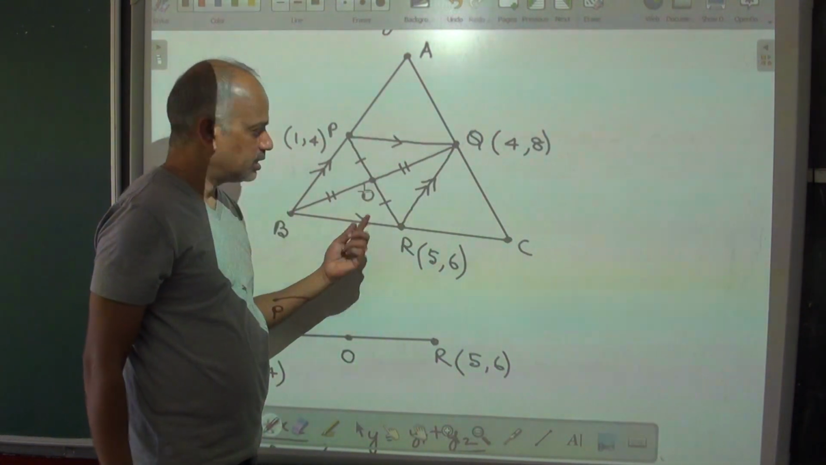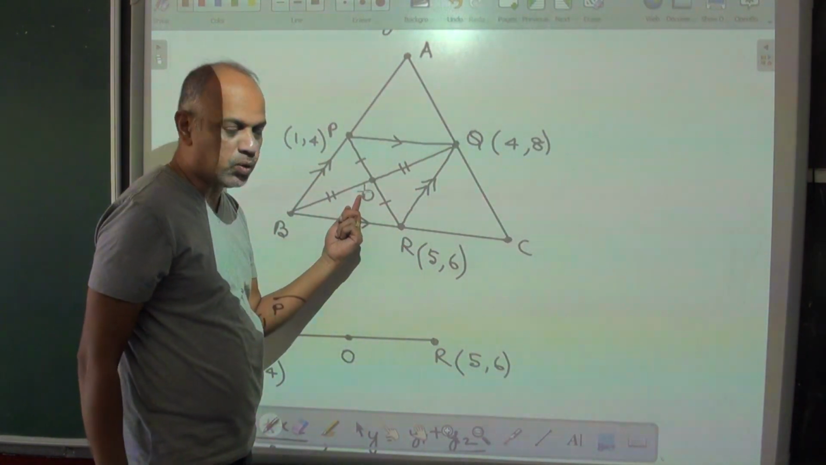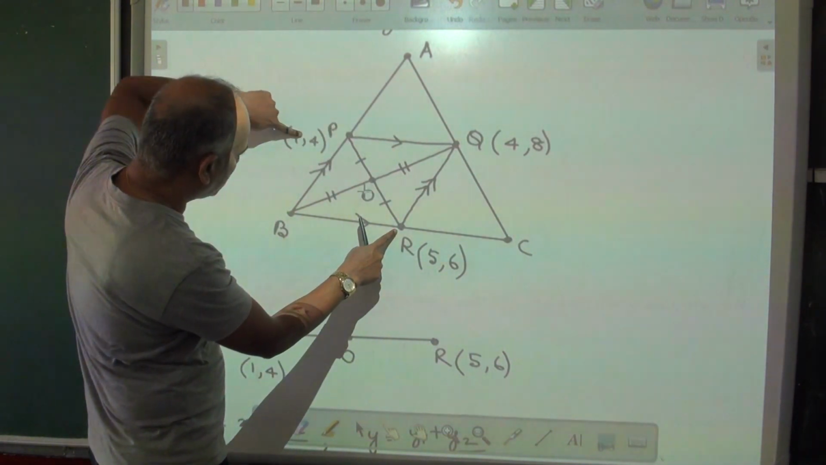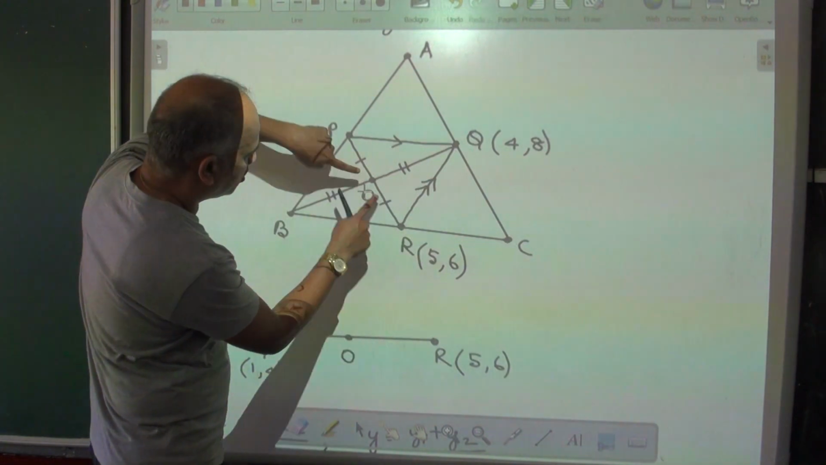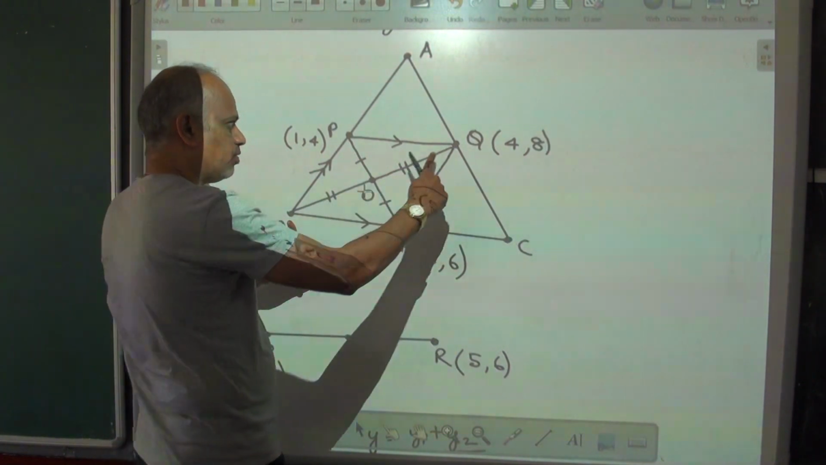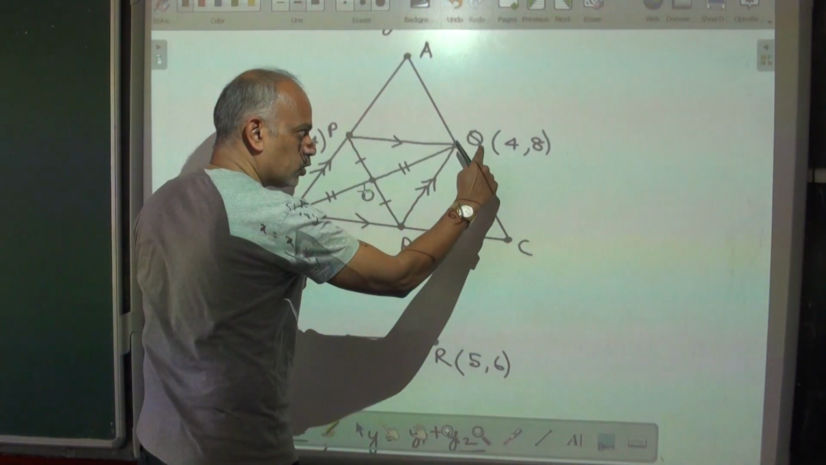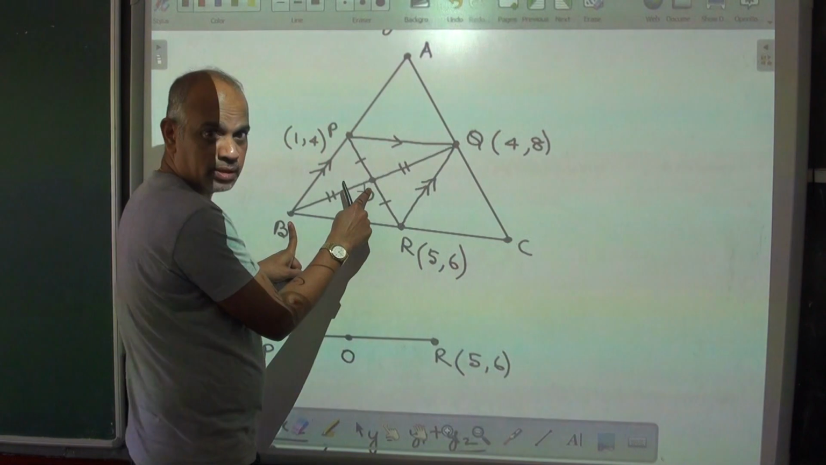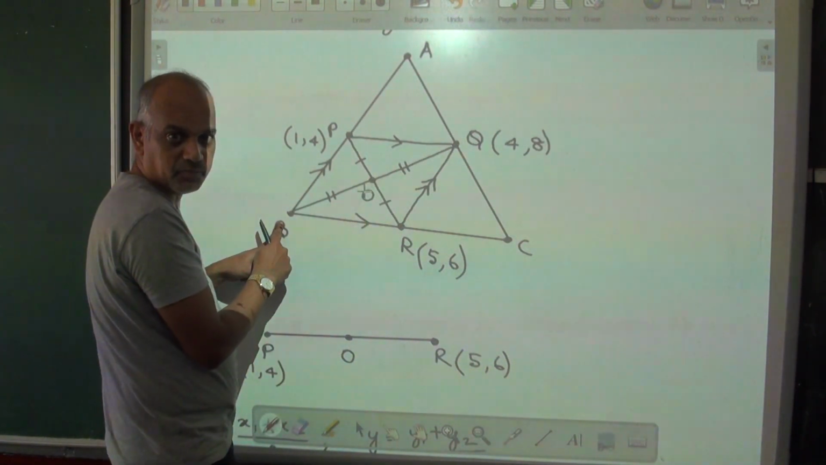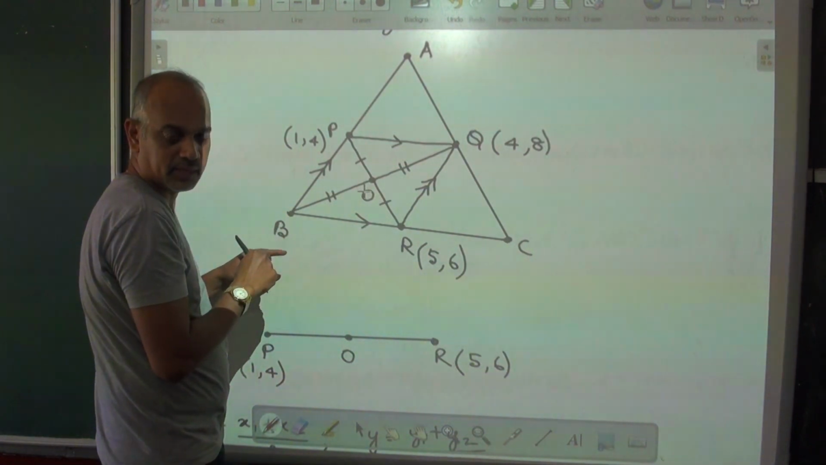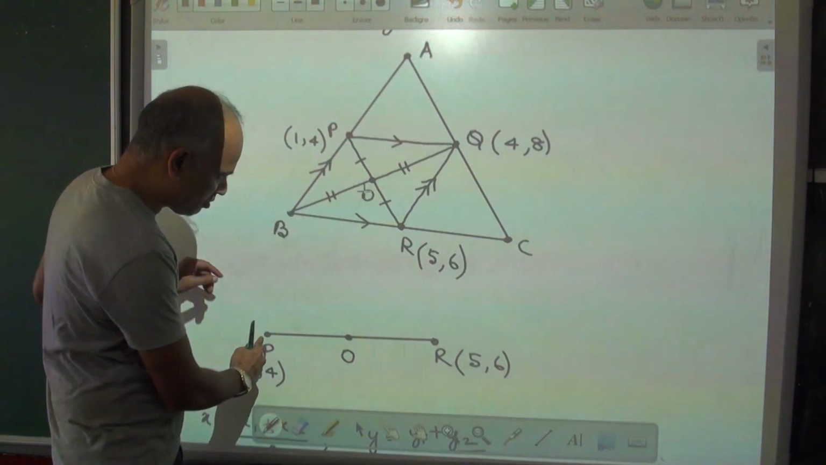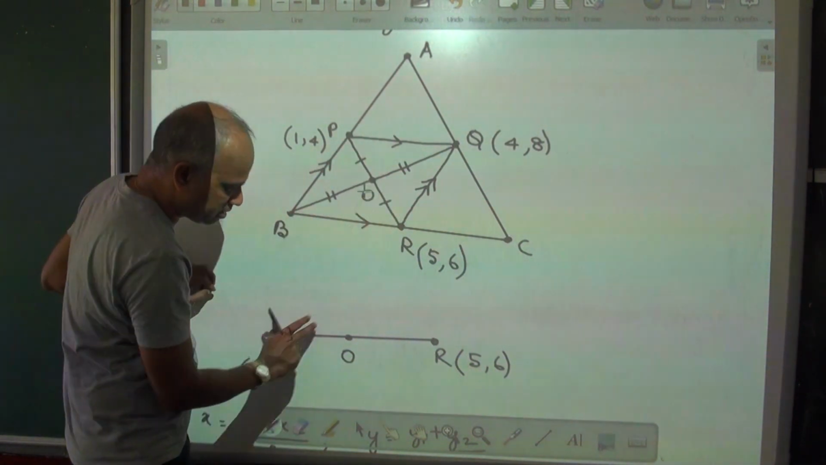So try to get the midpoint O. Look at PR, this line segment. You know P, you know R. You have to find the midpoint using the midpoint formula. Similarly, for line segment BQ, you know Q. You would have known the midpoint O from the first one, and you have to find the other extreme point, that is B. So first, let's use line segment PR. That's what I have drawn here, separately, only this line segment.